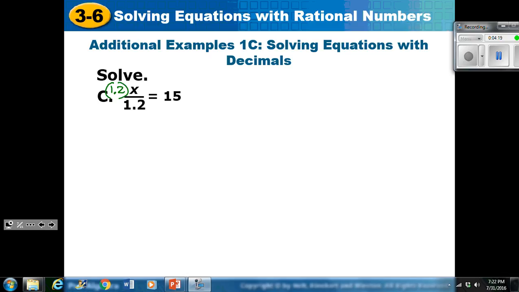We put that over here in parentheses, in the numerator. Do not put that in the denominator. And then over here, we're also going to multiply by 1.2. Times 1.2 divided by 1.2 cancel each other out, leaving you with x equals, and then we have to evaluate 15 times 1.2, which equals 18.